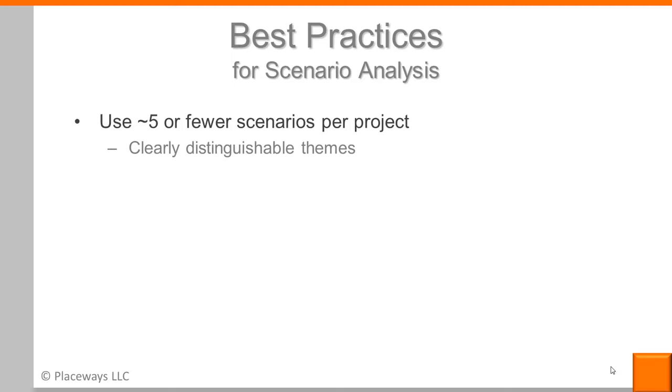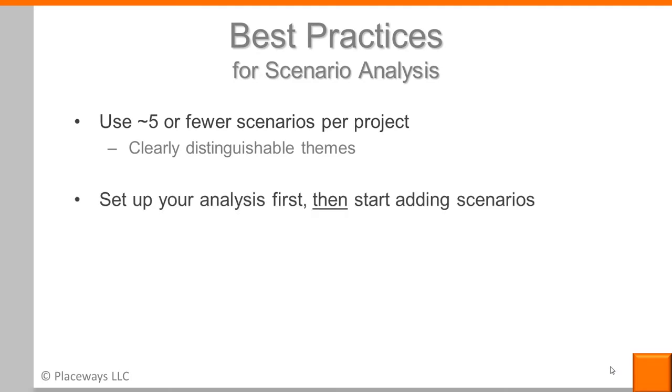If you have a lot more than 5 scenarios, that's hard on both the computer and your audience. Too much to keep track of. So 5 is a good rule of thumb. The second best practice is when you're setting up an analysis, set up most of it first in a single scenario. Set up your formulas for dynamic attributes and indicators, set up your charts, and then start adding additional scenarios. Because CommunityViz handles the scenario coordination for you, this is a much easier way to work.